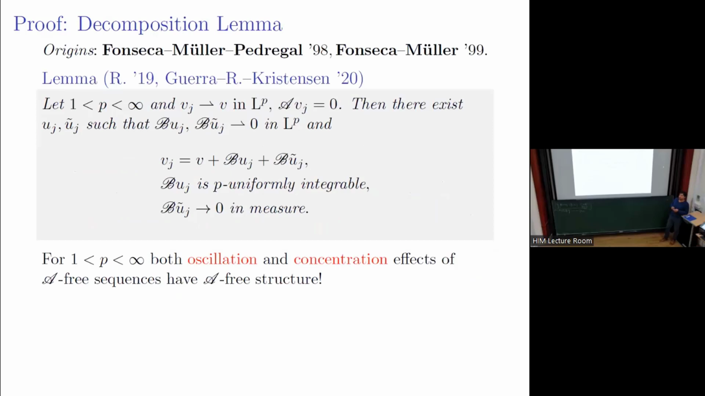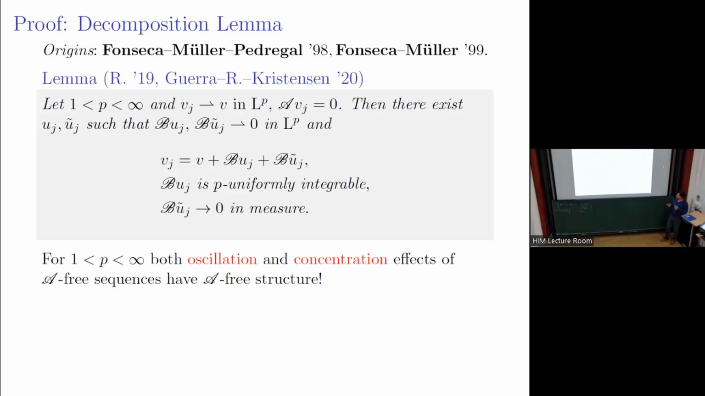So what implications this has, for instance, is that, well, it's better to read it from here. If you take an A-free sequence which converges weakly in L^p, and the constant rank condition will be assumed throughout, even if it's not explicitly written, then, as for gradients, you can separate the oscillation and the concentration in two parts that respect the PDE.